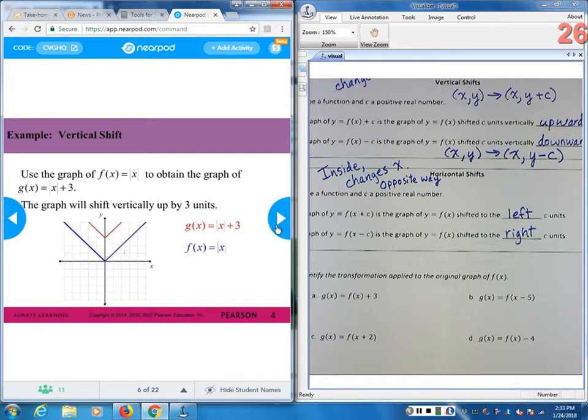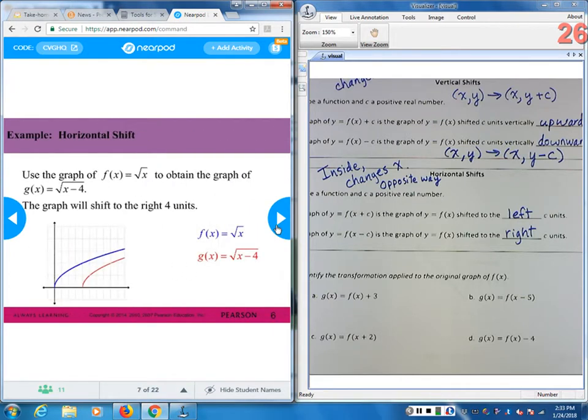So there's an example. Here's another one. Here's a horizontal shift example. If we start with the square root of x and we subtract 4 on the inside, that changes x. It shifts to the right 4. So instead of at 0, 0, we're going to start at 4, 0. Right 4 units. So that's the original function and the next one.